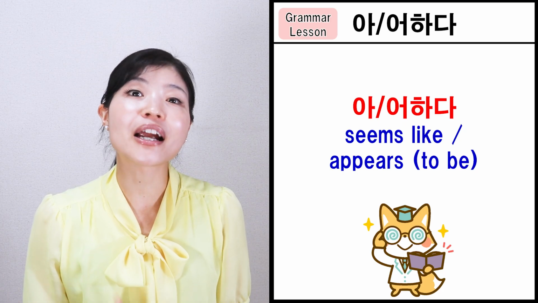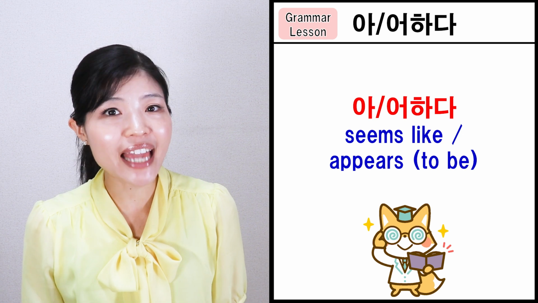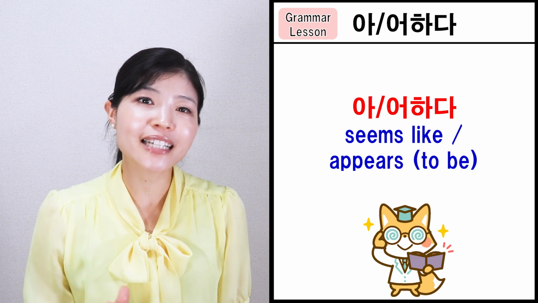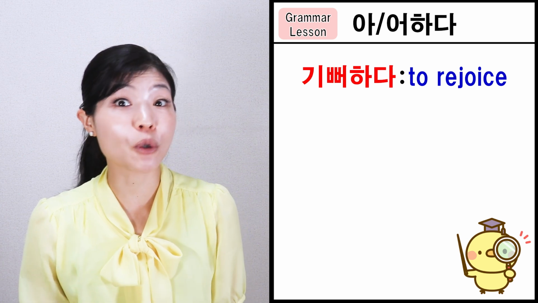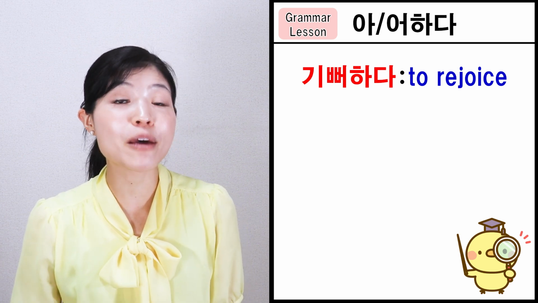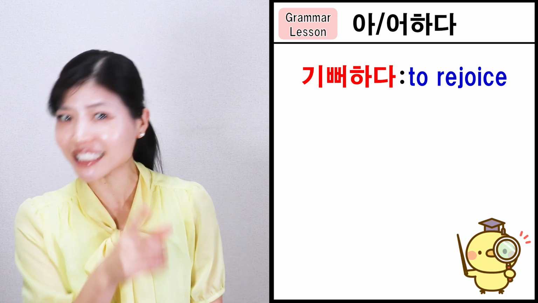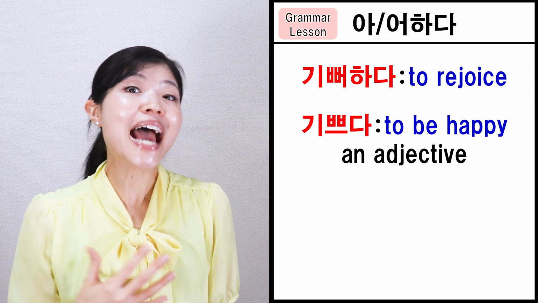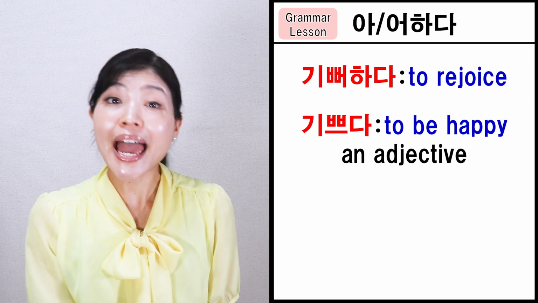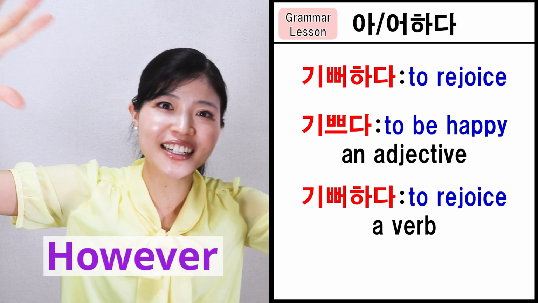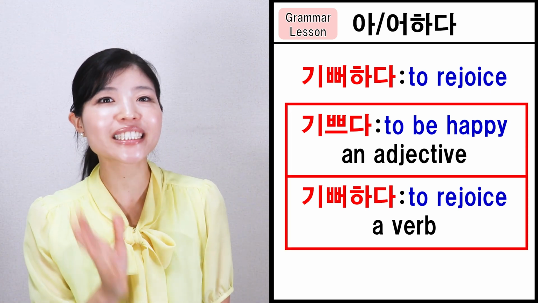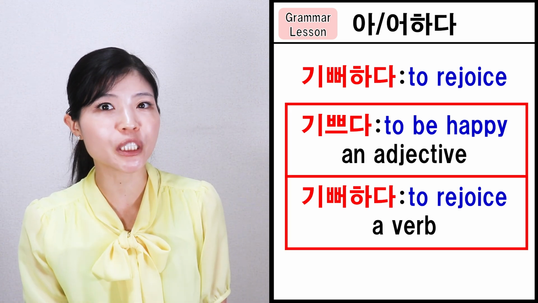The first grammar, -아/어하다, means seems like, appears to be. In fact, you already know this grammar. Do you know 기뻐하다, to rejoice? You learned this word in the elementary lesson. Do you remember that? The word 기쁘다, to be happy, is an adjective and 기뻐하다, to rejoice, is a verb. However, you might not know these grammatical rules to distinguish the two.